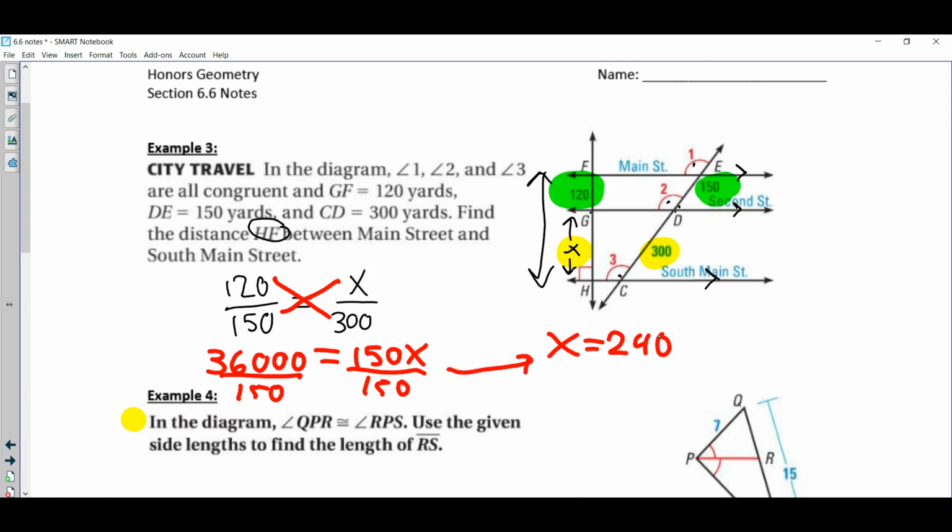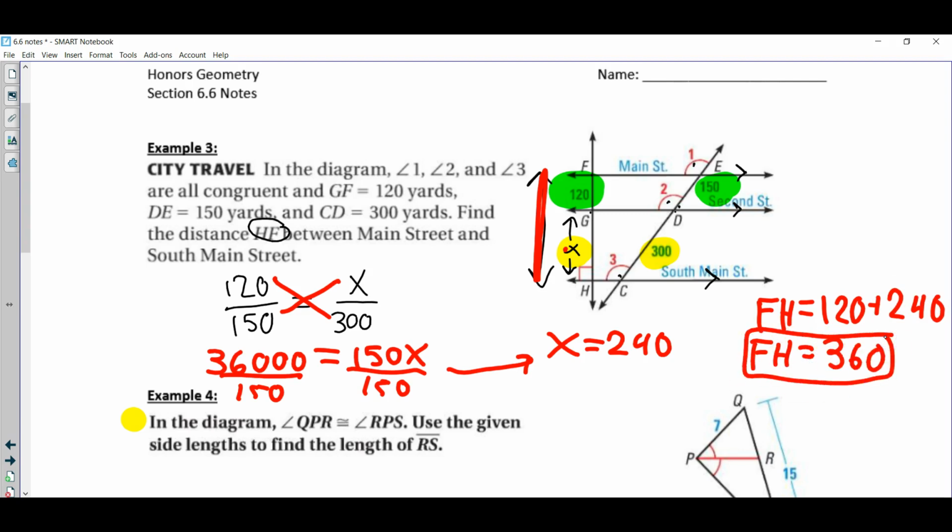240. Now that's not the answer to our question, because we actually needed to figure out the entire length of FH here. So to do that, I'm just going to find FH, taking 120 and adding 240 to it. So that's going to give me 360, which is what we're looking for.